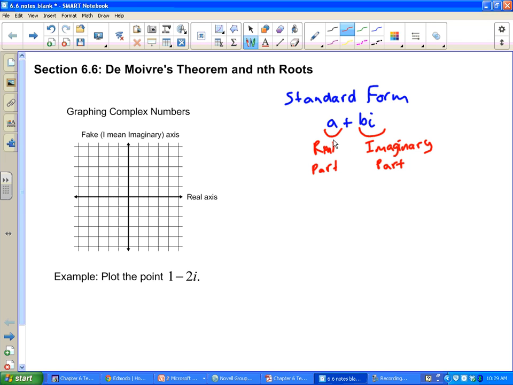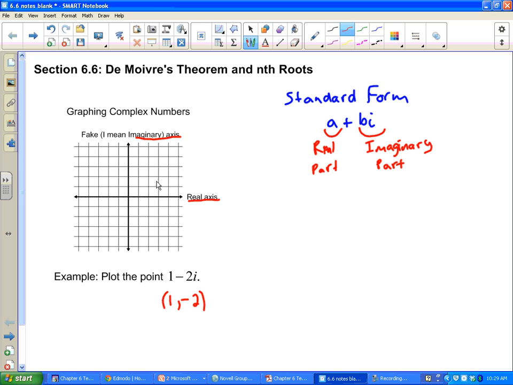So what we do is we have this thing called the complex plane, which looks just like the regular coordinate system, except that instead of an x and a y axis, we have a real axis and an imaginary axis. If I want to, in this example, plot the point 1 minus 2i, the 1 is my real part and the negative 2i is my imaginary part. So I'm basically plotting the point (1, -2).